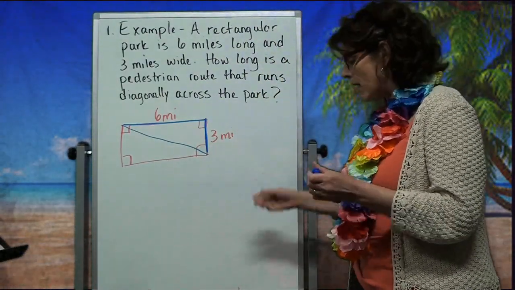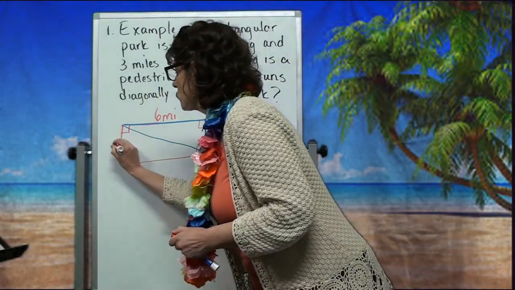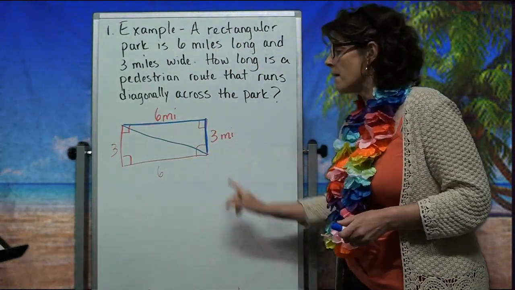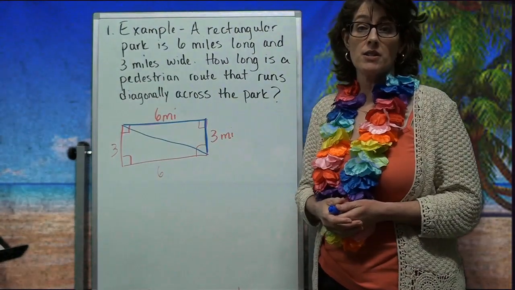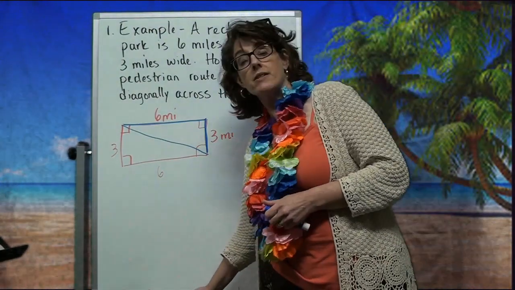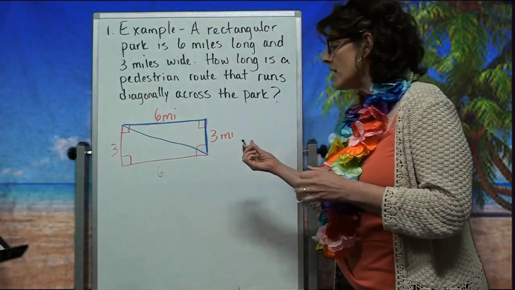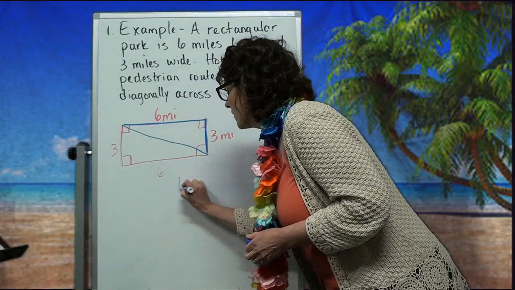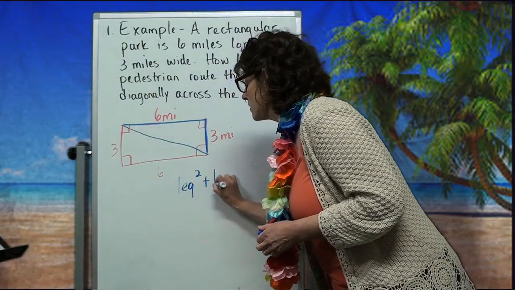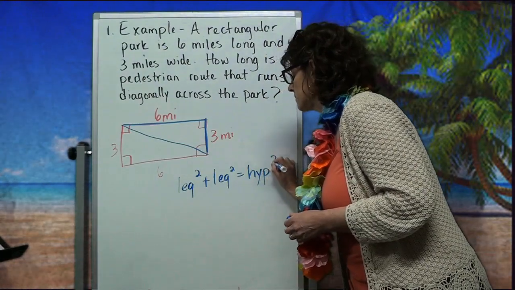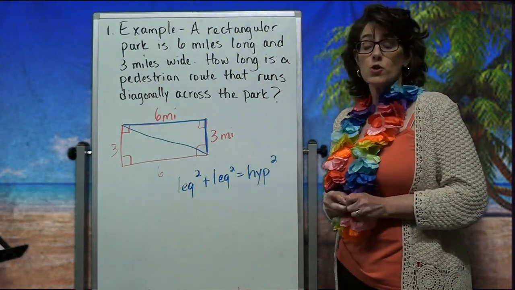If I use the one at the bottom, then remember, this is also 3 and this is also 6. Doesn't really matter which side I'm looking at because I'm just going to utilize the idea of the right triangle. Remember, when I have a right triangle, I know that I can utilize that Pythagorean theorem that says a squared plus b squared equals c squared, or like I like to do it, leg squared plus leg squared equals hypotenuse squared. So now I'm going to insert the parts that I know.